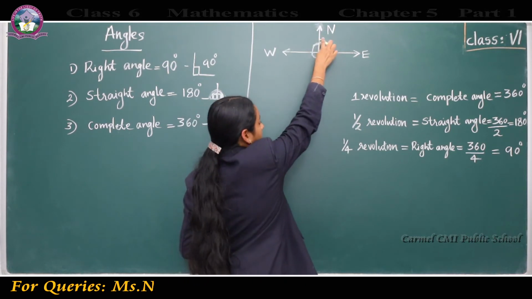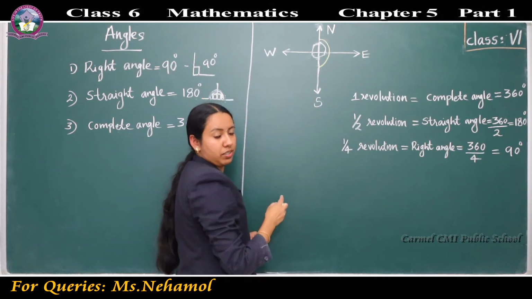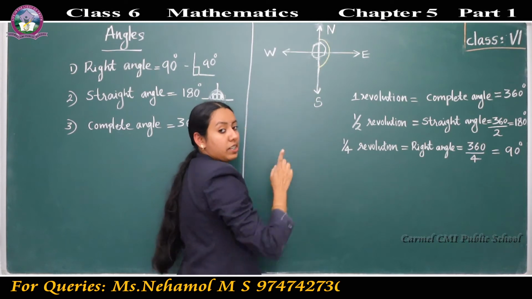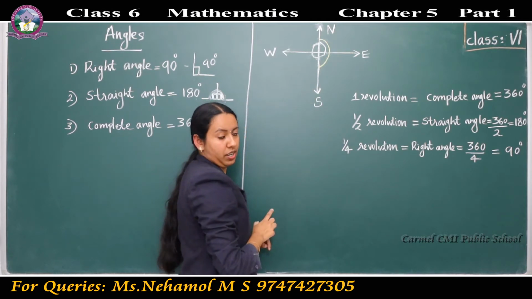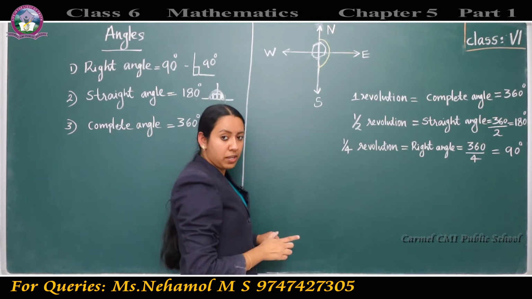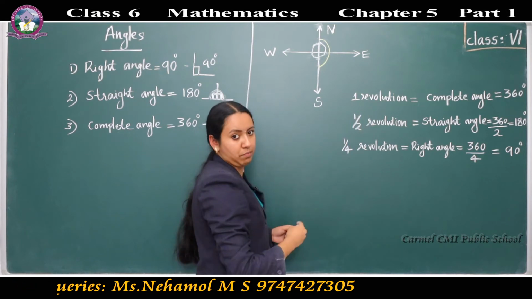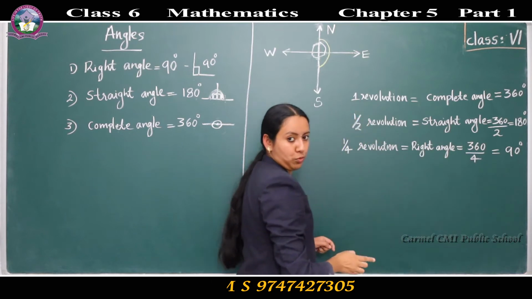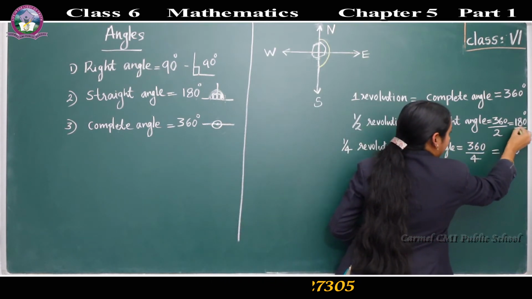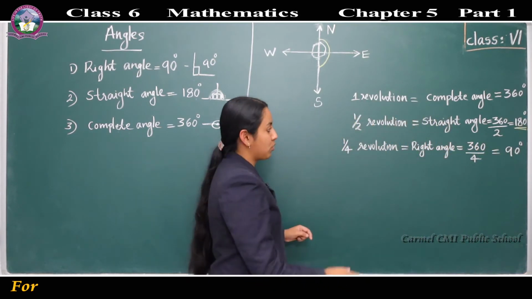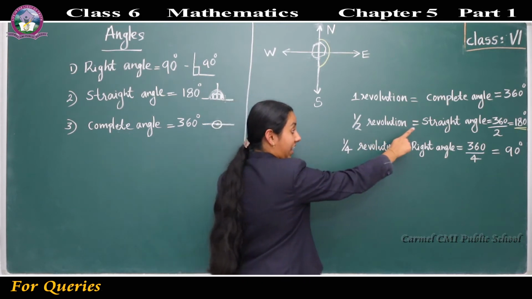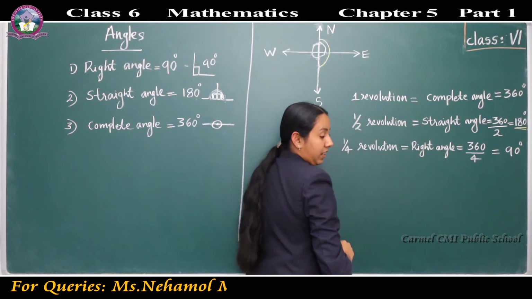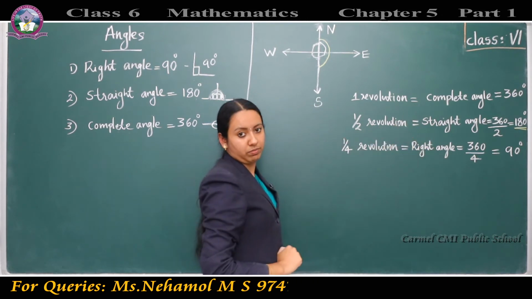Now suppose we start moving from north to south, then we make a half revolution. This is a full revolution, so north to south it is a half revolution. So the angle will be half of 360, that means 360 by 2, that is 180 degrees. That is known as a straight angle. Half revolution, straight angle, 180 degrees.